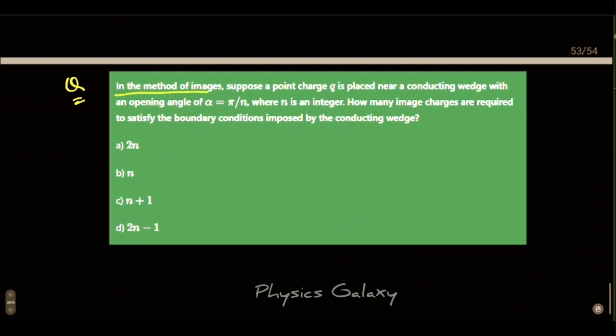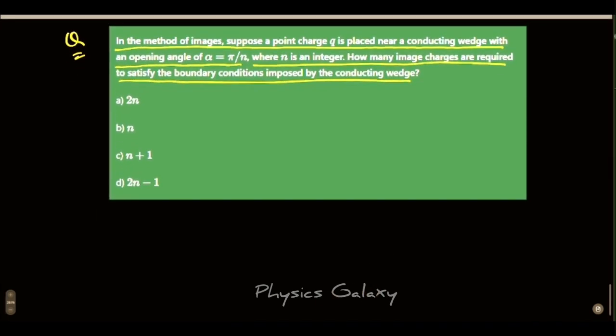In the method of images, suppose a point charge q is placed near a conducting wedge with an opening angle alpha equal to pi by n, where n is an integer. How many image charges are required to satisfy the boundary conditions imposed by the conducting wedge? So, a conducting wedge like this. Okay, it's a wedge.